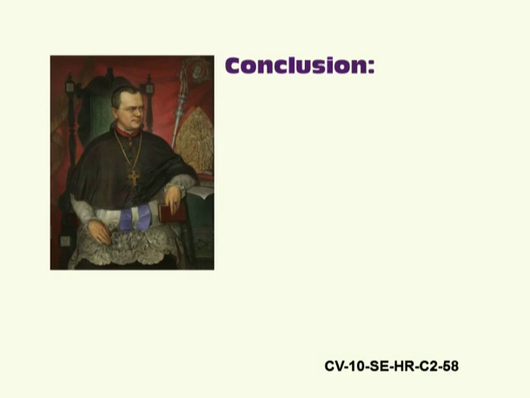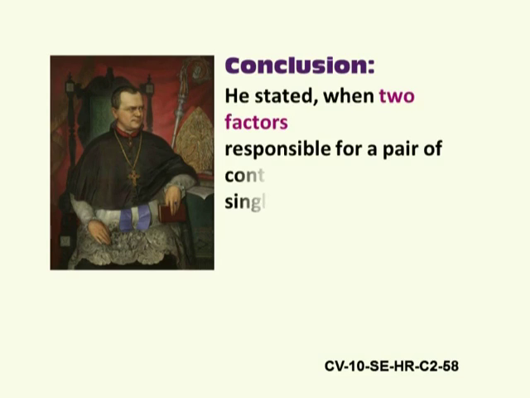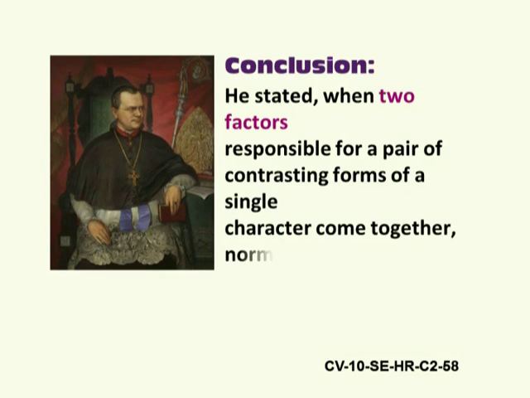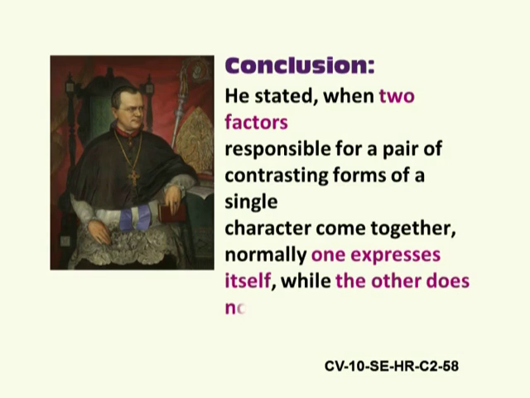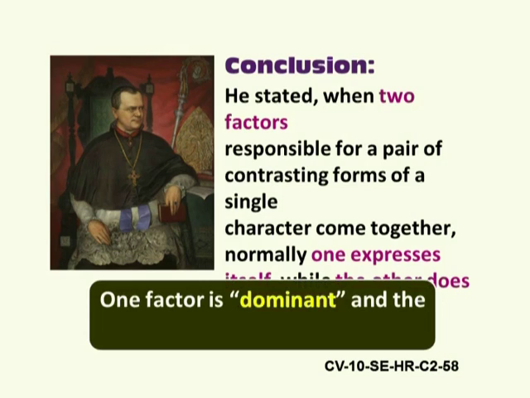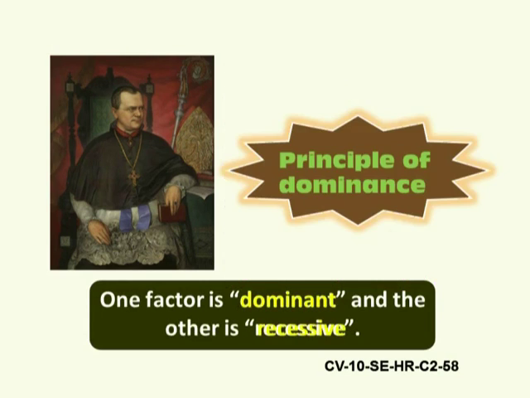Mendel then finally arrived at a conclusion. He stated, when two factors responsible for a pair of contrasting forms of a single character come together, normally one will express itself while the other does not. For any given character, there are two forms of factors. One factor is dominant and the other is recessive. This idea is known as the principle of dominance.